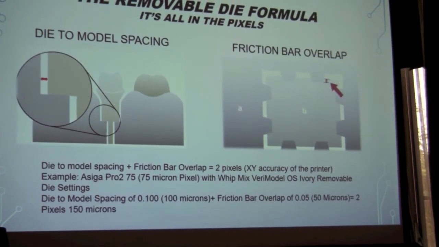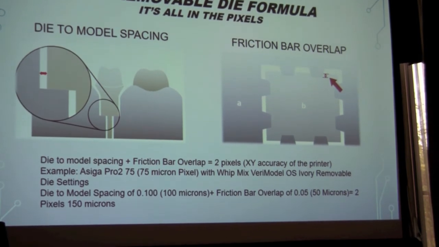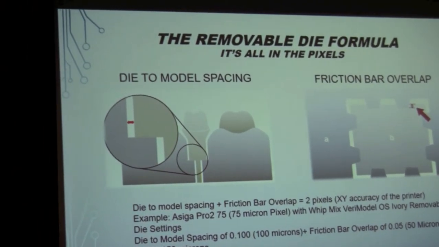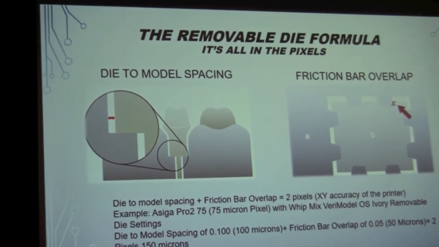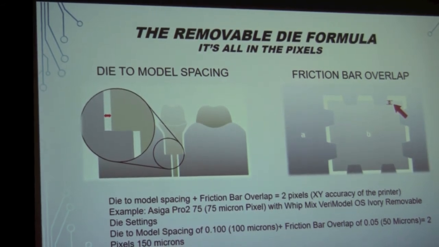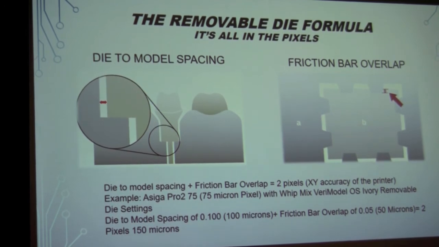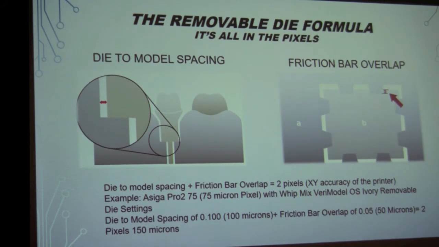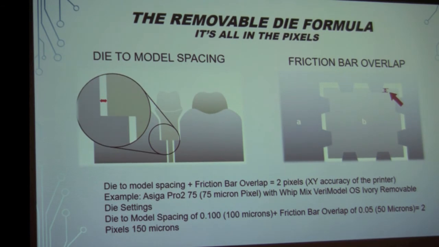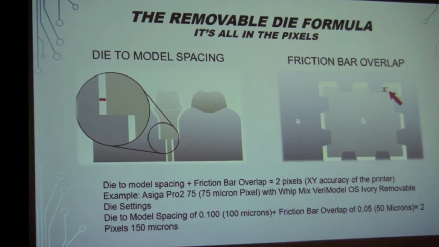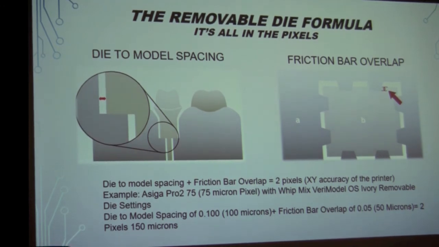Now, the formula for removable dies. For the guys that are printing models here, are you printing with removable dies? Have you tried? Yeah, unsuccessfully. Okay. Saw another hand? No, we've gotten them to work, but we've messed with that friction bar setting. Yeah. Especially if you have a DLP printer or the Mask SLA printer, this works perfectly. With the Formlabs printer or the stereolithography laser, you have to do a little bit more work, but you can achieve it.